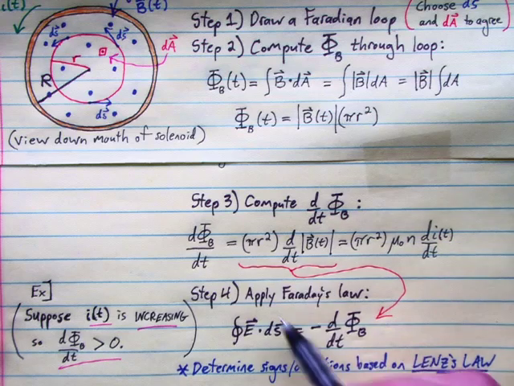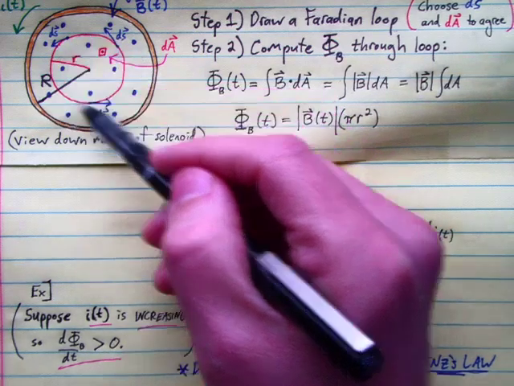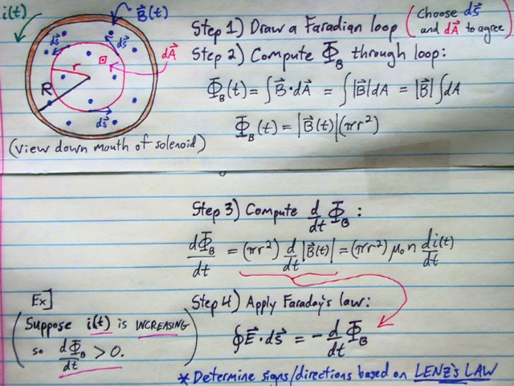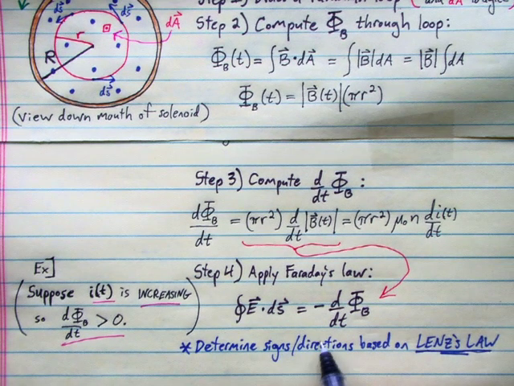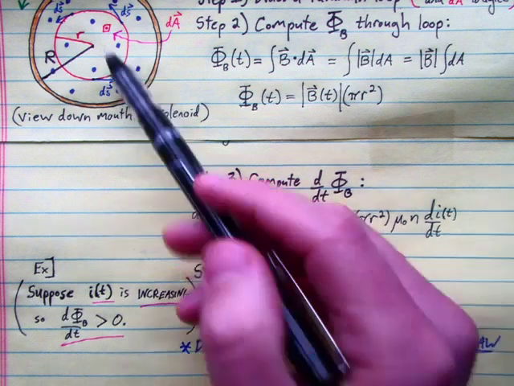Let's look at the left-hand side. E dot ds around this path right here. Okay, so to figure out our signs and directions here, we're going to need to use our knowledge of Lenz's law. So we are going to have to know what is changing about the magnetic field in this region.